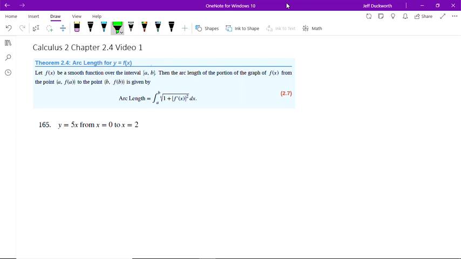So section 2.4 covers two different topics. One is dealing with the arc length, of which I'm going to talk about first, and the other topic is going to be surface area. All right, so let's take a look at this theorem that we have here, theorem 2.4.